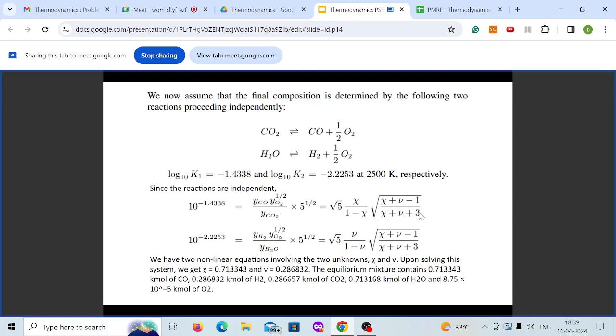When we solve this, we get x as 0.713343 and v as 0.286832. So the equilibrium mixture contains 0.713343 kilomoles of carbon monoxide, 0.286832 kilomoles of hydrogen, 0.286657 kilomoles of carbon dioxide, 0.713168 kilomoles of water, and 8.75 into 10 power minus 2 kilomoles of oxygen.